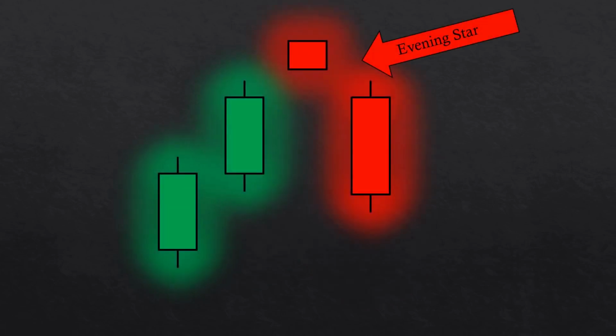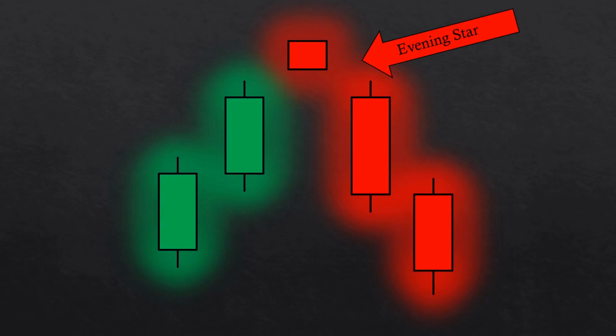The evening star appears when price is going up in order to signal a reversal to the downside. The expression evening star refers to a star that falls from the sky. It's a simplistic analogy that might help memorize the shape and meaning of the pattern.